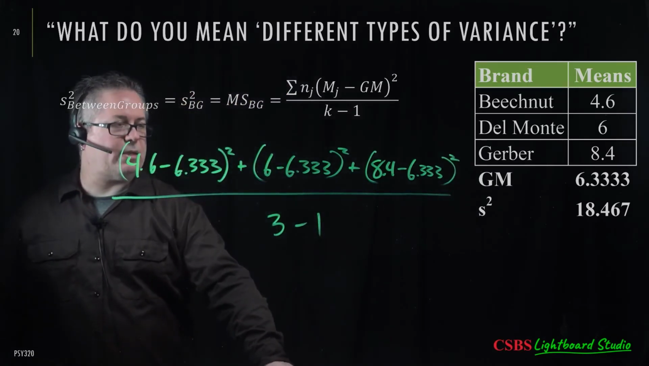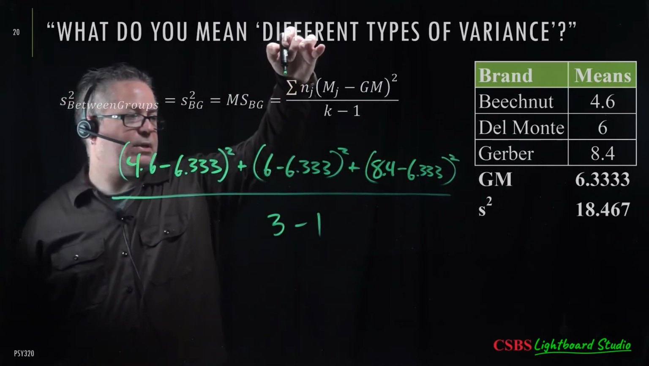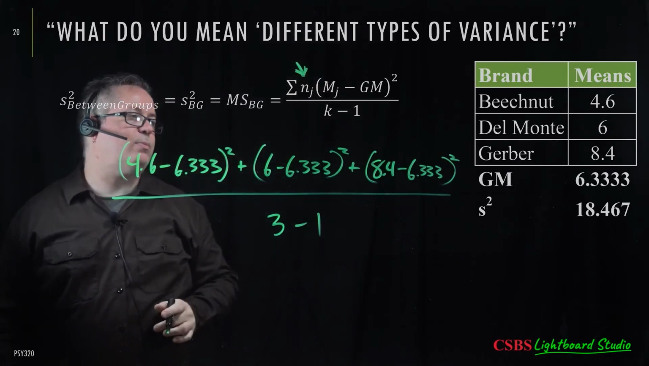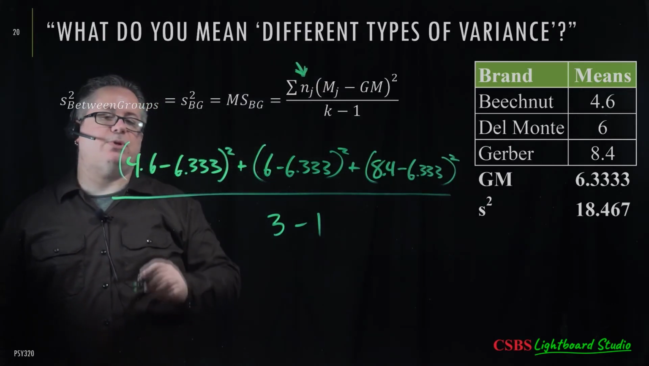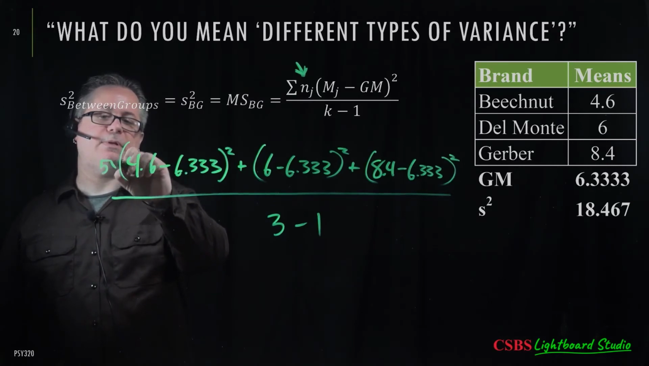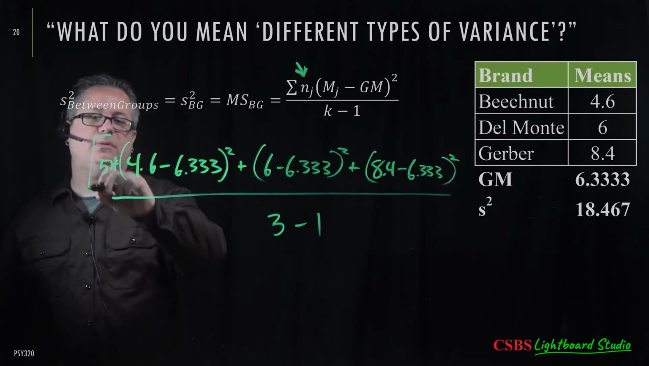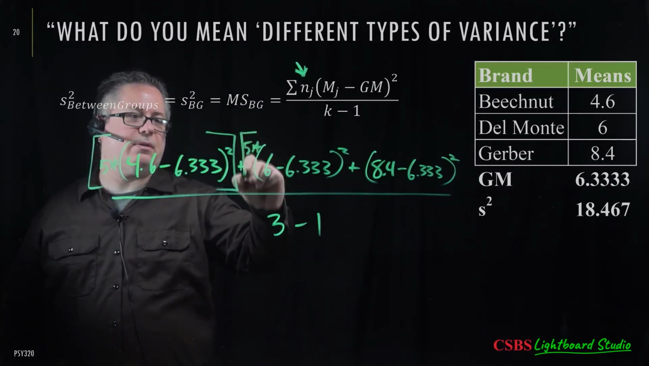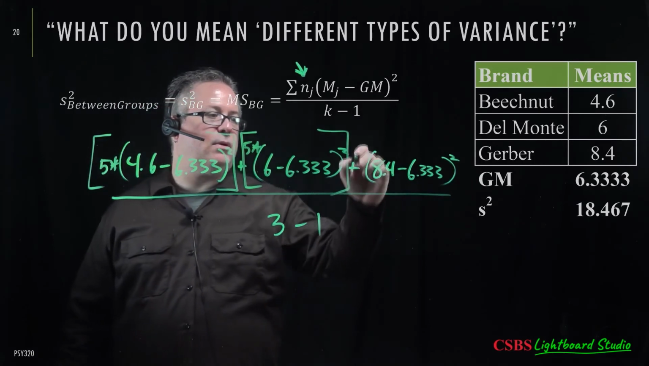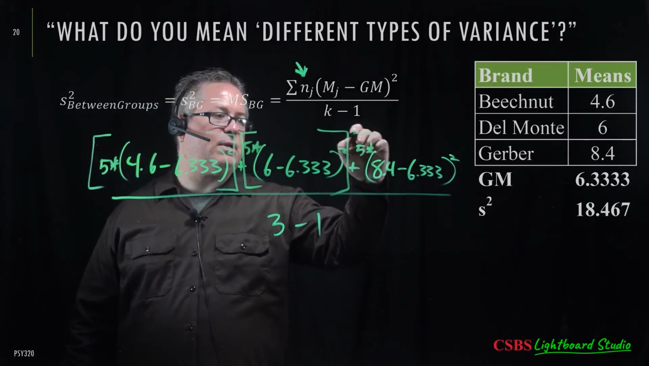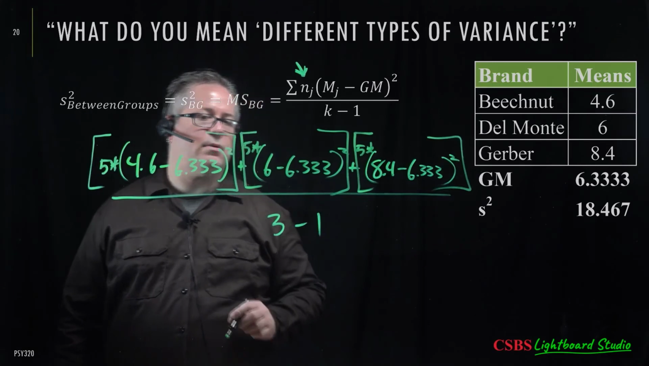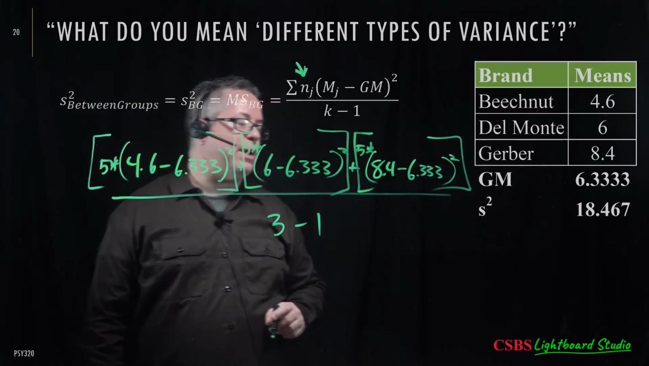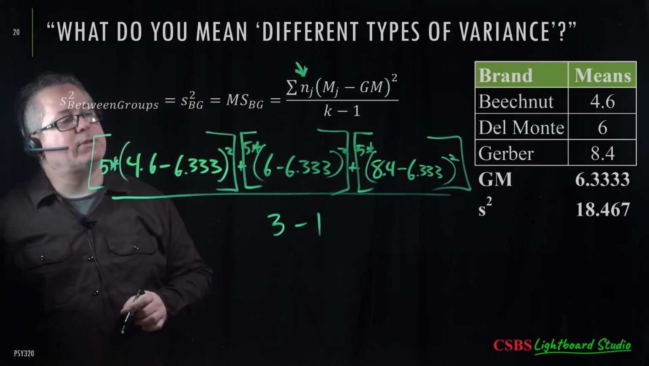Now, if you go back to that equation for a second, there is this n right here. It says take the n of each group and multiply it in, which means this really should be 5 times this, 5 times that, and 5 times that. So I'm actually going to multiply each of those squared deviations by the number of subjects, number of participants.